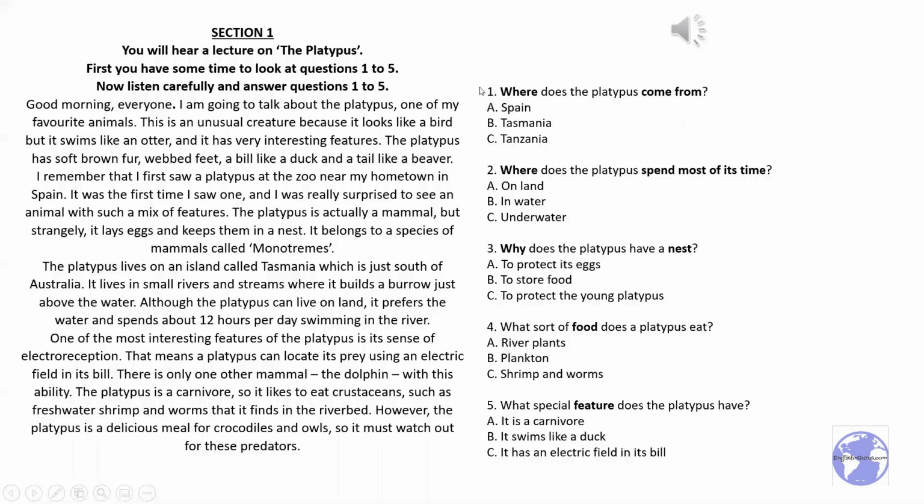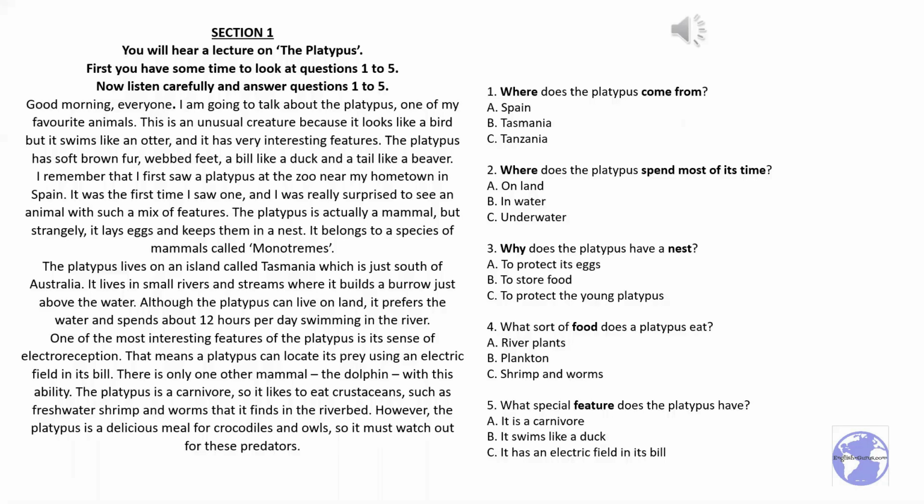Good morning, everyone. I am going to talk about the platypus, one of my favourite animals. This is an unusual creature because it looks like a bird, but it swims like an otter, and it has very interesting features. The platypus has soft brown fur, webbed feet, a bill like a duck, and a tail like a beaver. I remember that I first saw a platypus at the zoo near my hometown in Spain.